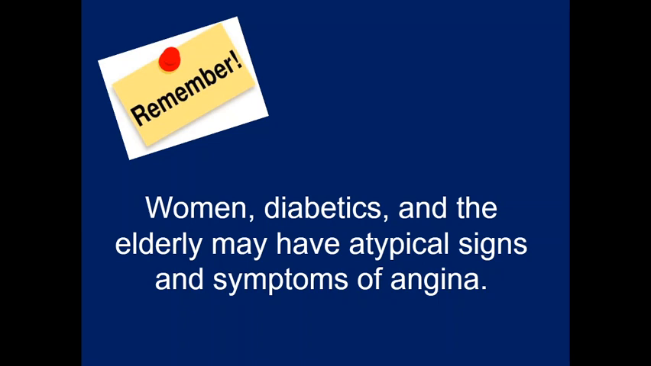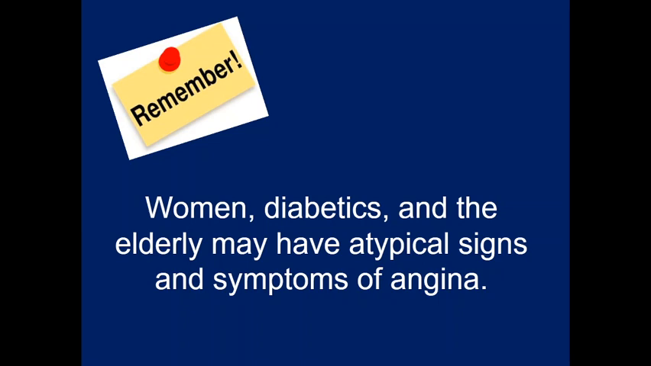Elderly people, just the problems of aging, you get neuropathy, same as diabetics, just not as progressive and rapid as diabetics. And women, we don't completely understand. But when we say atypical signs and symptoms, when we say typical, we mean chest pain radiating to the arm and jaw. But these three groups may have more other signs. So the nausea, the belly pain, maybe jaw pain, maybe back pain, shoulder pain. They might look sweaty and pale, and you ask, is your chest hurting? And they say no. That's kind of atypical angina.